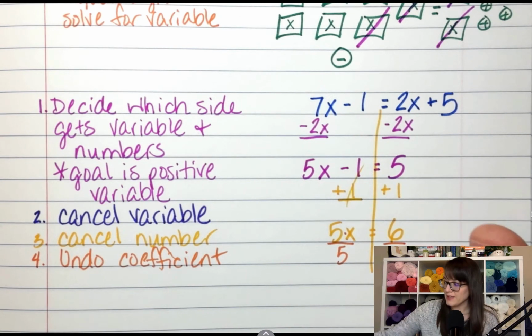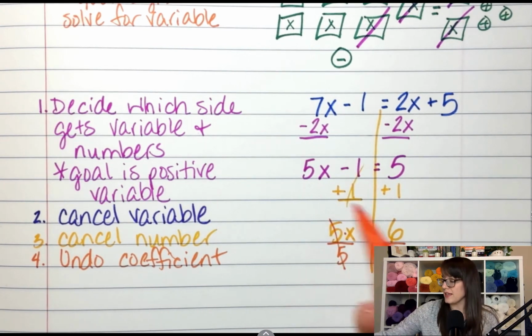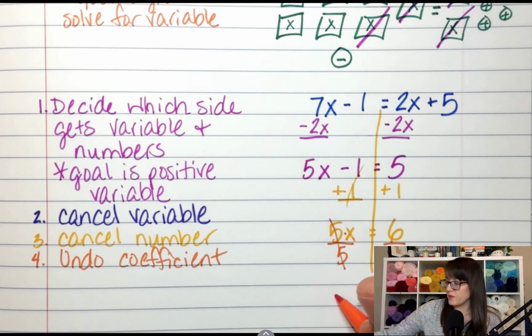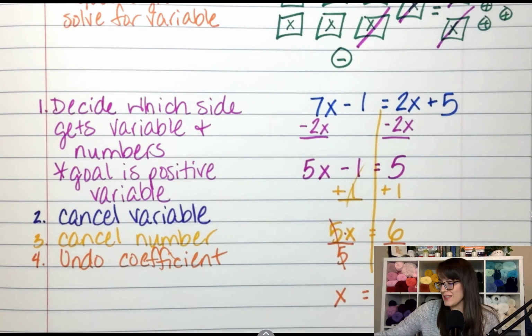We want to keep x. We could divide by x, but that's not going to get us anywhere. So we are left with x over here, and that equals, we can leave it 6 over 5. We can call it 1 1/5. We can call it 1.2.